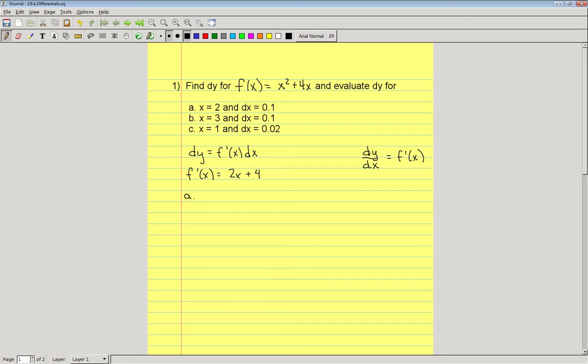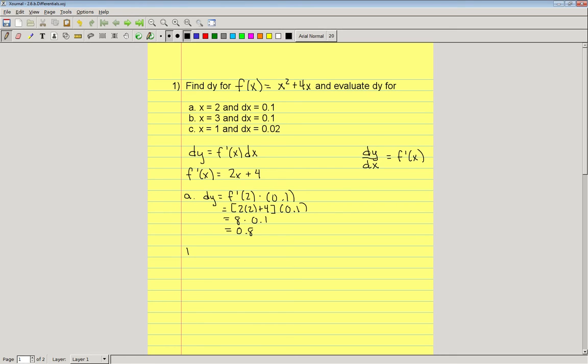For part A, we have that dy equals f prime of 2 times 0.1. We plug 2 into our derivative. We get 2 times 2 plus 4, which is 8. And we multiply that times 0.1. So 8 times 0.1 gives us 0.8.